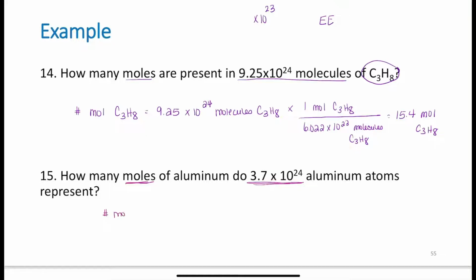So number of moles of aluminum equals 3.7 times 10 to the 24th aluminum atoms times 1 mole of aluminum divided by 6.022 times 10 to the 23rd aluminum atoms. And this gives me 6.14 moles of aluminum.